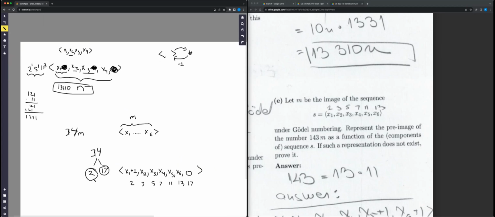We figured out where to put the 2, and then we figured out a way to make space for the 17. In a question where it said something like, prove that this representation doesn't exist, that would be an example like, let's say it said 23M. The prime after 17 is 19.